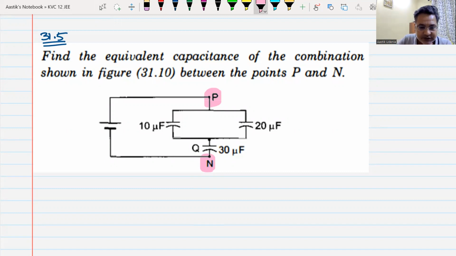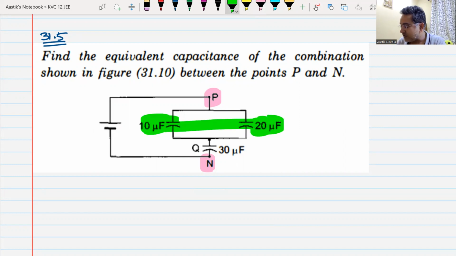I'll give you 2 minutes. Think about it. How did we get 15? Now look at point P, look at point N. As soon as you look at point P and N, you can see this 10 and this 20 are in parallel.